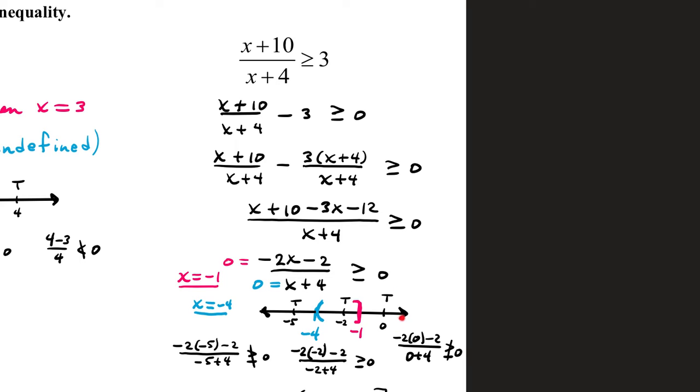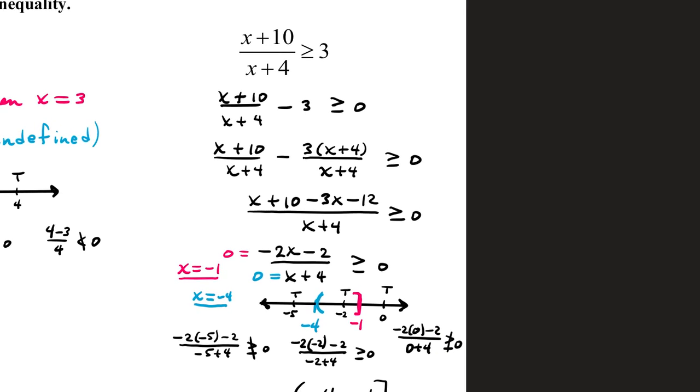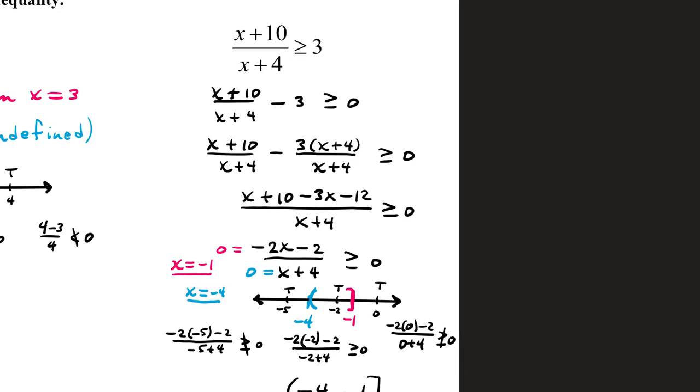And then this final test number of 0, -2 times 0 minus 2, that's -2 over 0 plus 4 is 4, so that's -1/2, which is not greater than or equal to 0. And so the only interval of numbers that satisfies our problem is from -4 to -1. Because the inequality is underlined, we include the 0. We do not include the undefined key number.